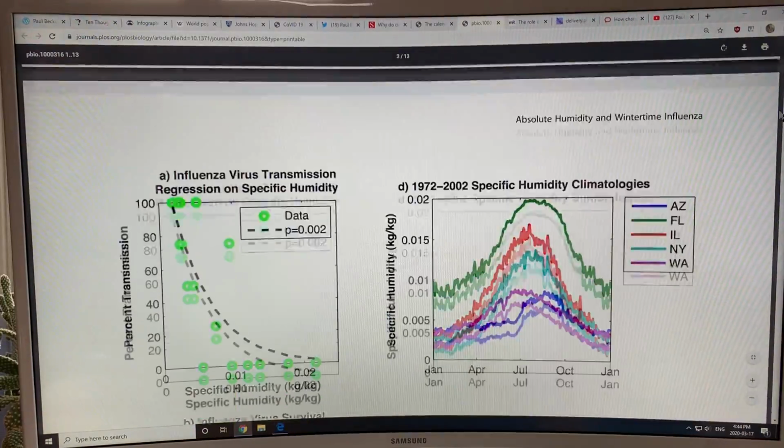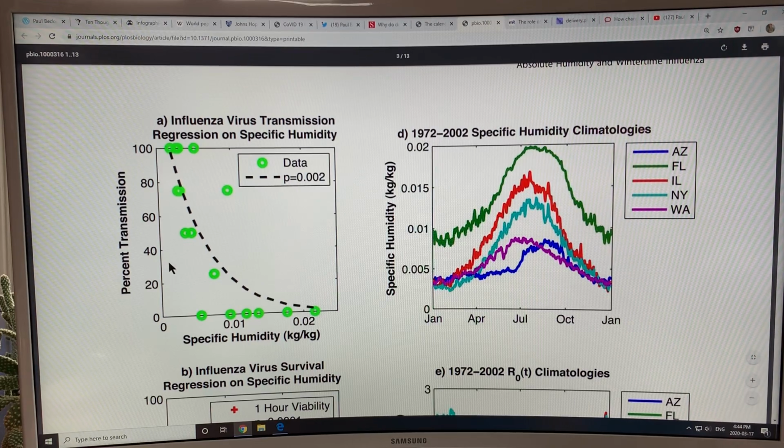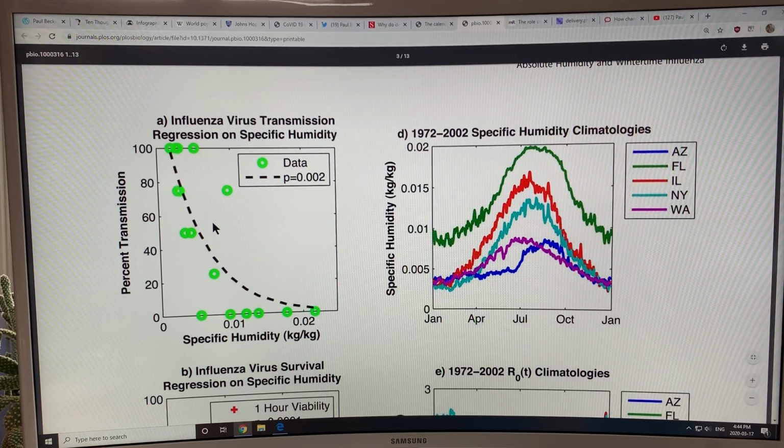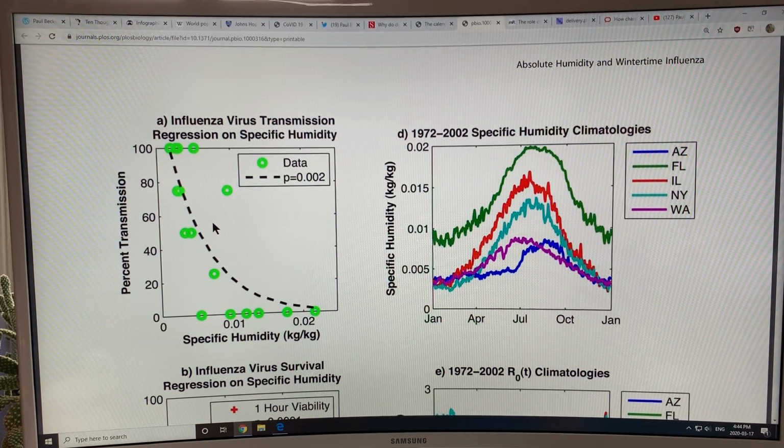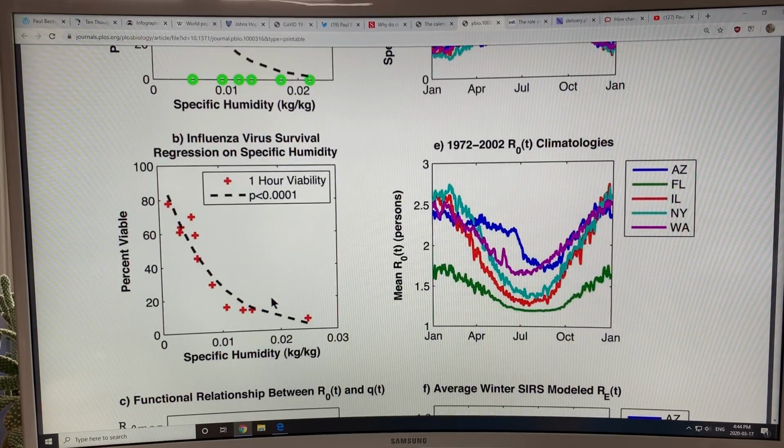I'll just go to some of the key findings. This is the percent transmission versus the specific humidity. As the specific humidity gets higher and higher, this is the kilograms of water in a kilogram of air, so 1%, 2%. As there's more and more water vapor in the air, the transmission through the air drops off sharply because when you sneeze, the particles get larger quickly because they pick up humidity from the air and they drop out quickly, so the transmission drops. This is the virus survival versus specific humidity, which also drops off significantly.